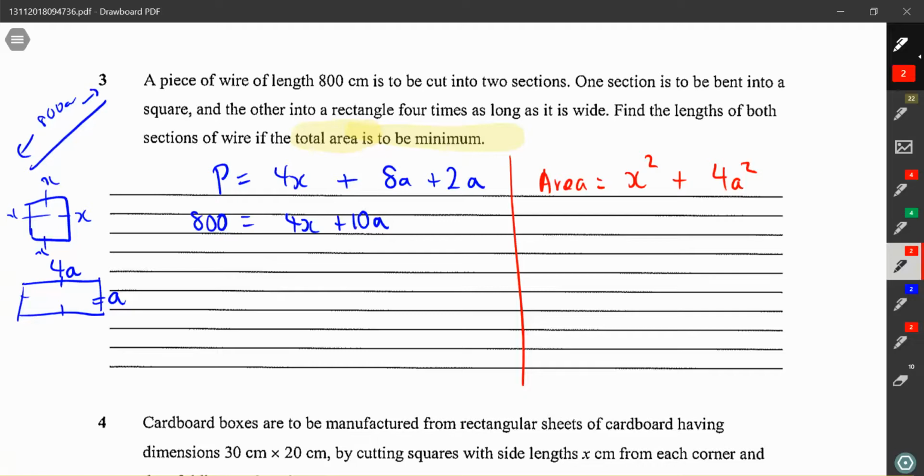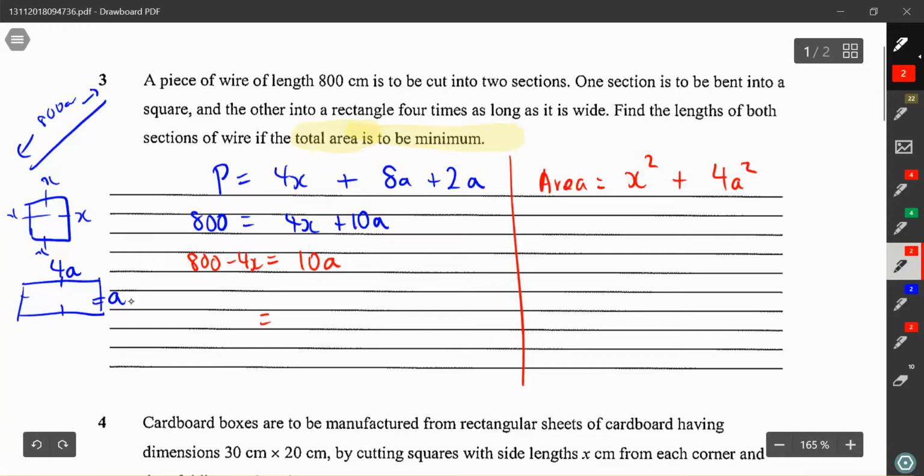Now, I'm used to making sure that I have all x's, because on the calculator, I press x's. So your aim is to find a in terms of x. You can rearrange this equation to get a, then you can replace the A here. That's the goal. So here we go. Let's replace the A's. We're going to do 800 minus 4x is equal to 10a, because I subtracted 4x on both sides. I don't want 10a, I want a.